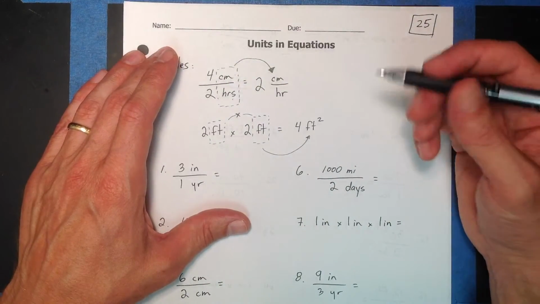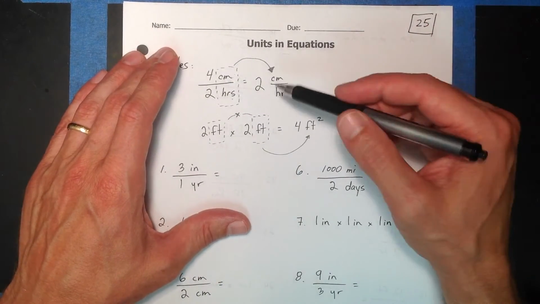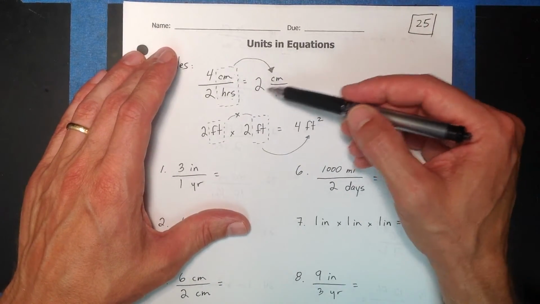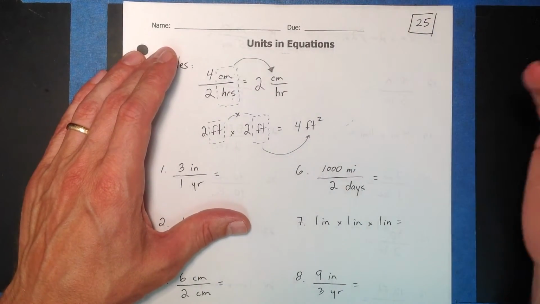For this homework I did everything, all the numbers are pretty simple, you can do them in your head, so it's really about the units. So for this case, the rate here would be 2 centimeters per hour of movement. Maybe a snail might move that or something.